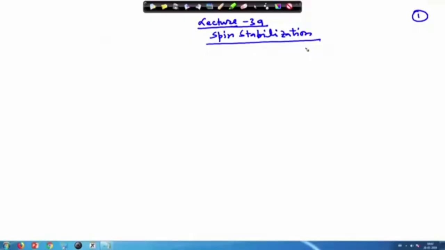Welcome to lecture number 39. We have been discussing the spin stabilization of a satellite, and that too in the presence of gravity gradient. We will continue with that. Last time we derived various relationships regarding the angles involved and the angular velocity involved.